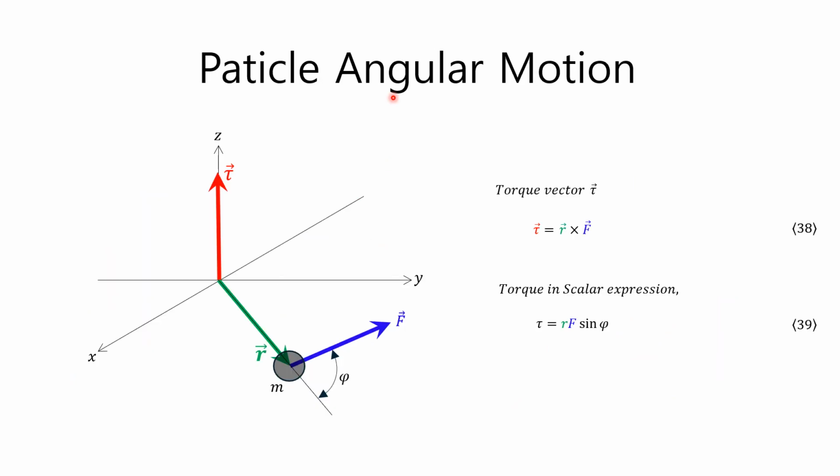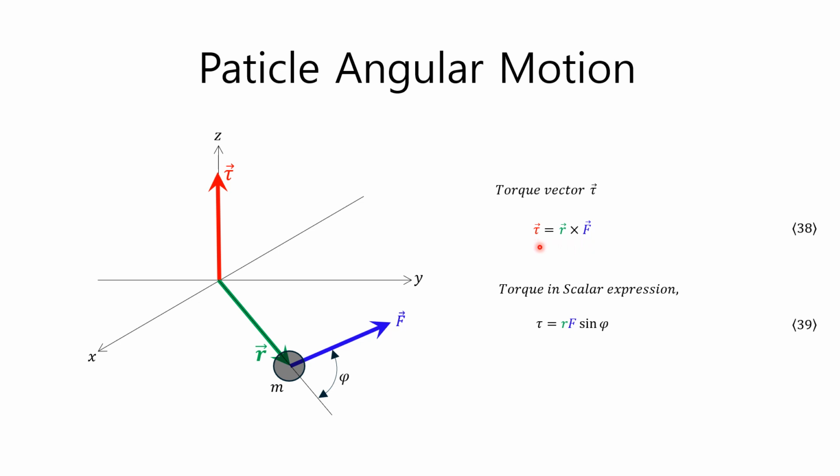Let's look at the angular motion of a point mass. The figure here shows a force vector F acting on a point mass m at a distance r from the origin in space without gravity. In this case, the torque vector tau can be expressed as the vector product of the position vector r and the force vector F, as in equation 38.